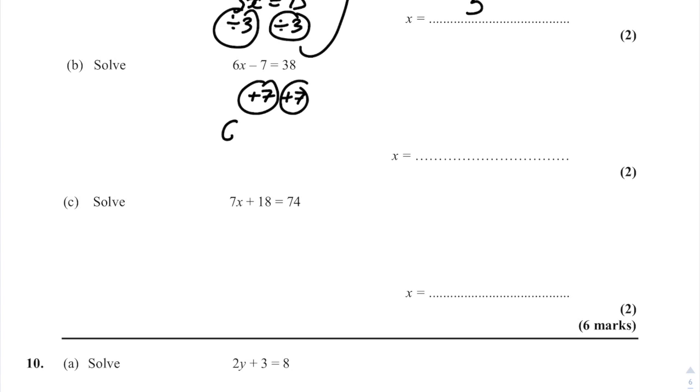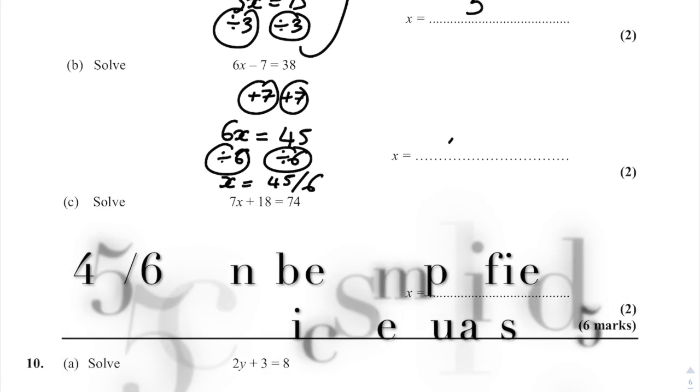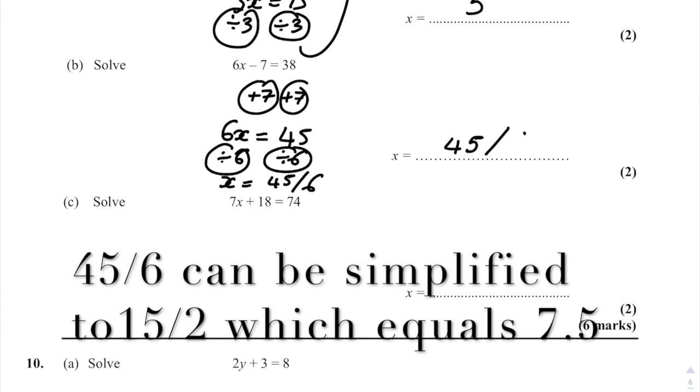So that equals 6x equals 45. So if we divide by 6 on both sides, we are left with x equals 45 divided by 6. That's your final answer.